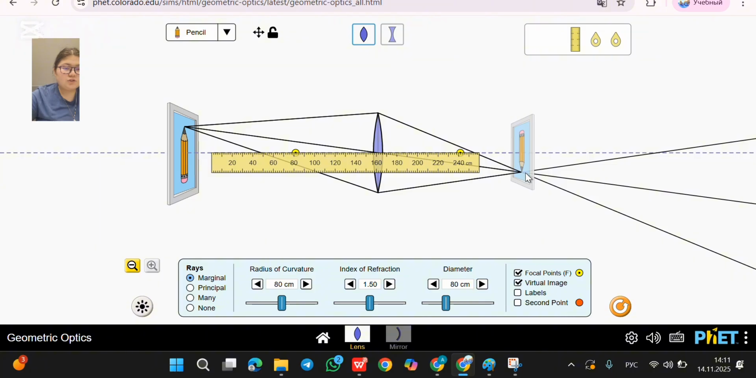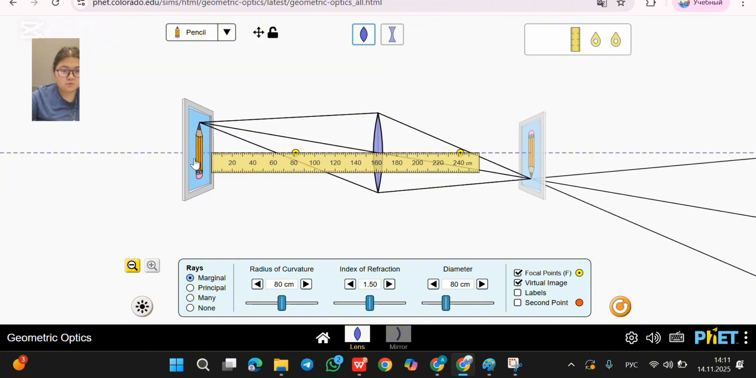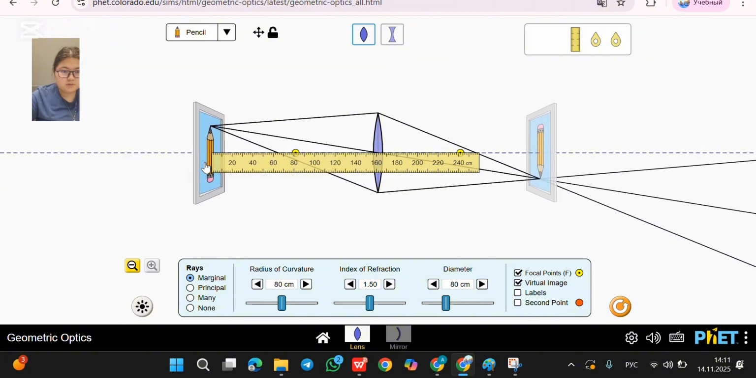The next one, it should be exactly 2 focal points. So it's going to be like this, and we can see that the image is real, it's inverted, and the same size as the object.